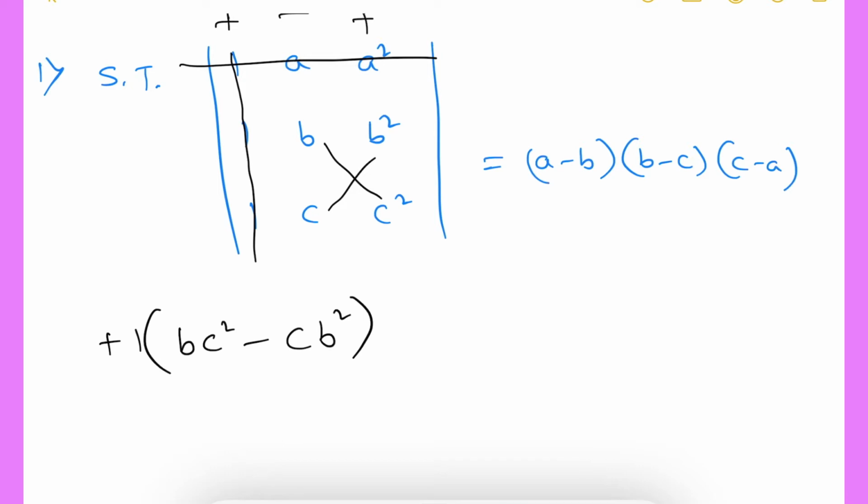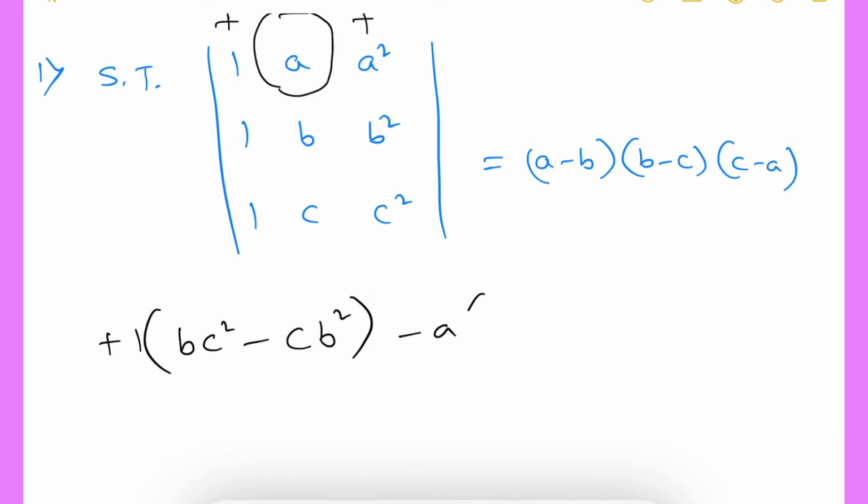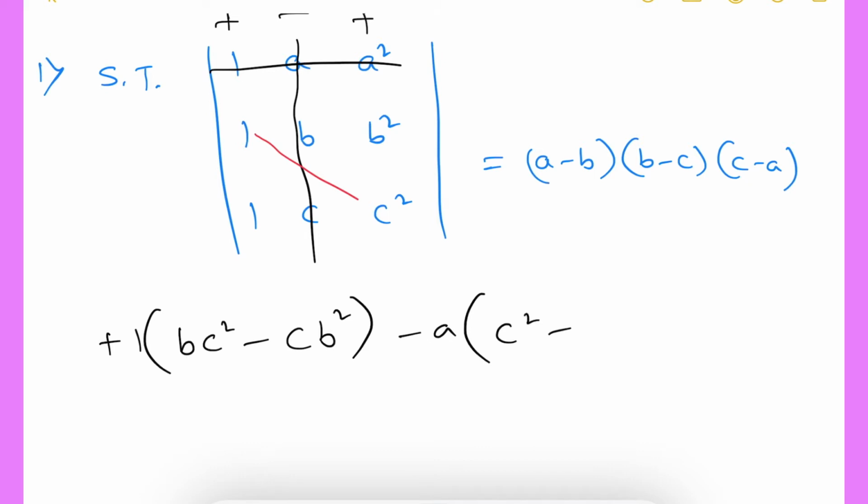Next, first row second element if we take, that is minus A. It should be minus A into, if we remove that total column as well as total row, then we remain with 1, B square, 1, C square. If we find out the determinant for this, 1 into C square, it is C square, minus 1 into B square, B square.